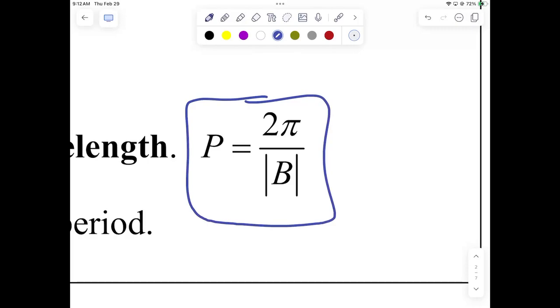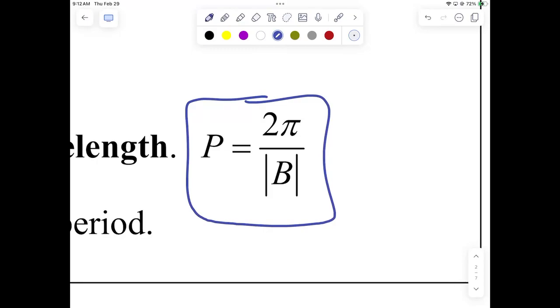If b were 2, 2 pi divided by 2 would be pi. The period now would be pi. We go from 0 to pi for the first one, pi to 2 pi for the second one. If b were a half and we stretch it by a factor of 2, what's 2 divided by a half? It's 4 pi. Now it takes twice as far, 4 pi, to see one cycle.